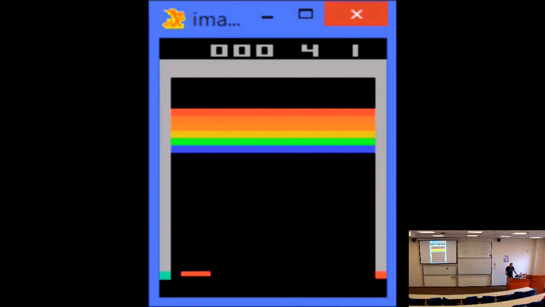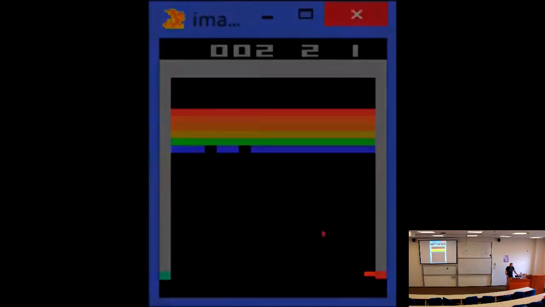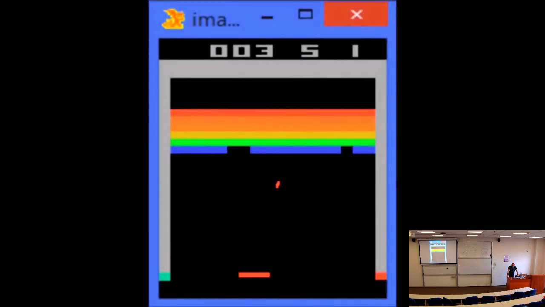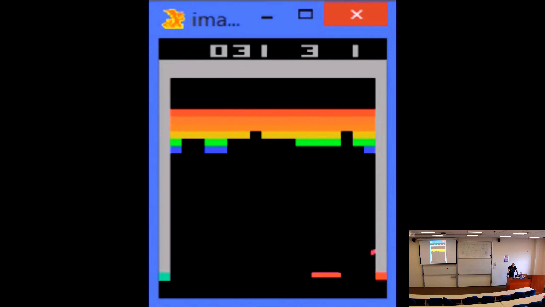So this is worse than a novice human player, I guess. That was after 10 minutes. Now we're going to see, after 2 hours of training, it's basically catching the ball almost all the time. So at this point, it's playing at a level of probably an expert human player.